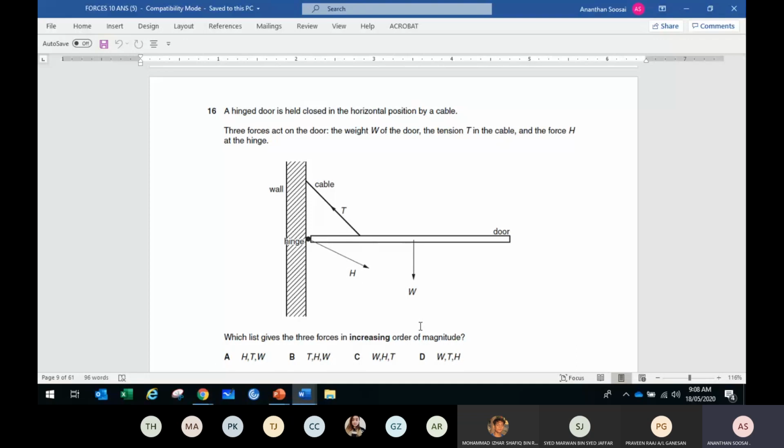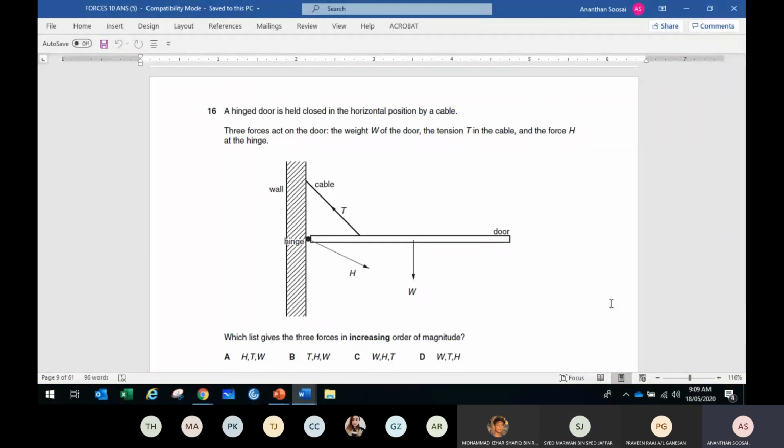Okay, next. Because T is the highest, of course, the only answer with T as the highest is C. So of course the answer is C. Okay, but now let's think further. The C said H is the second largest, W is the lowest. If this question is not an objective one, how do you know W is the lowest and H is the second highest? With the reason.